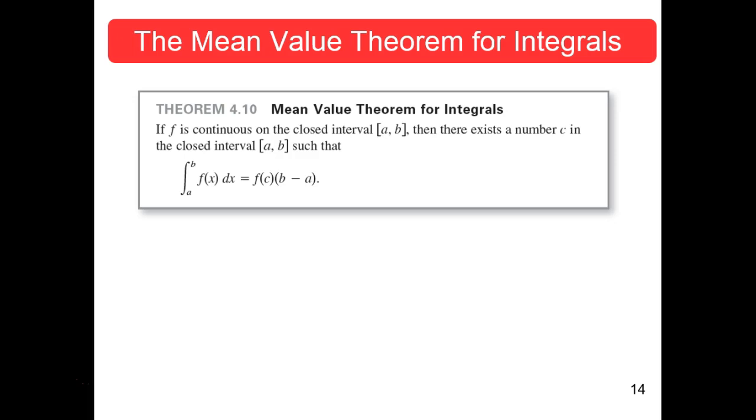If F is continuous on a closed interval A to B, then there exists some number C on the closed interval A to B such that the integral, the total area of that function between A and B, of f of x dx, the area under there, is equal to that function evaluated at C times the length, B minus A.